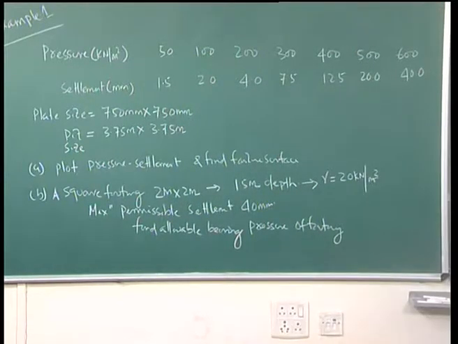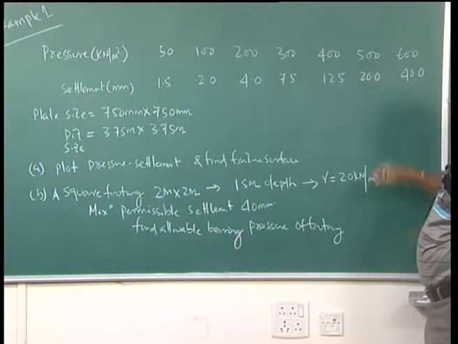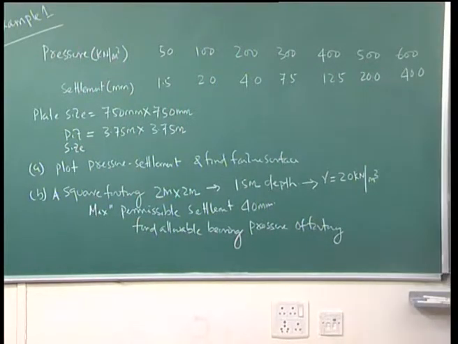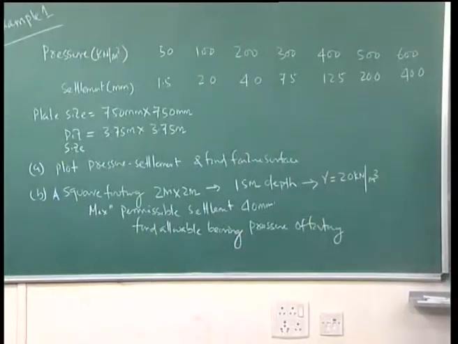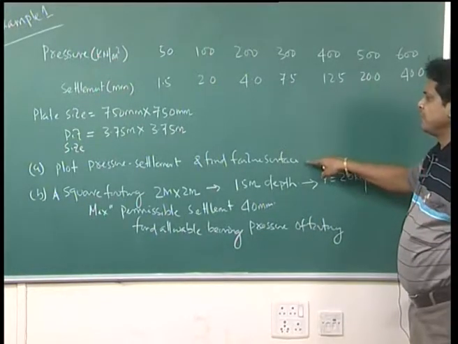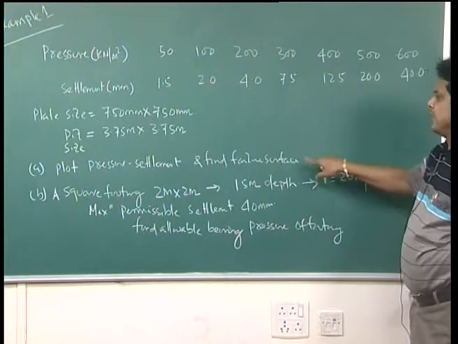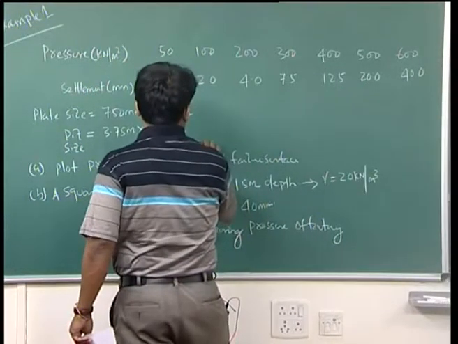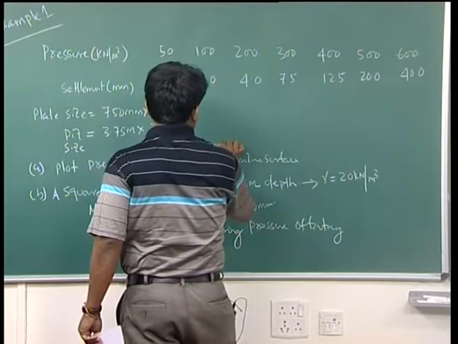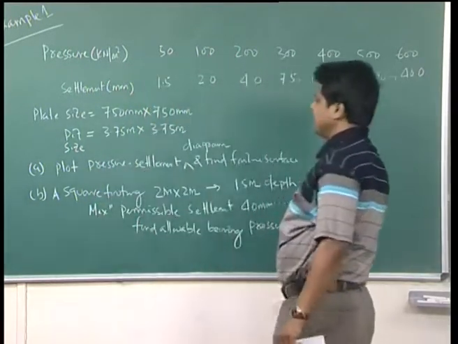Now, this is the example, a plate load test has been conducted. From that plate load test, these are the data of pressure versus settlement, and plate size is 750 mm by 750 mm. Pit size is 3.75 meter by 3.75 meter. From this, it has been asked to plot the pressure versus settlement diagram and find failure surface.